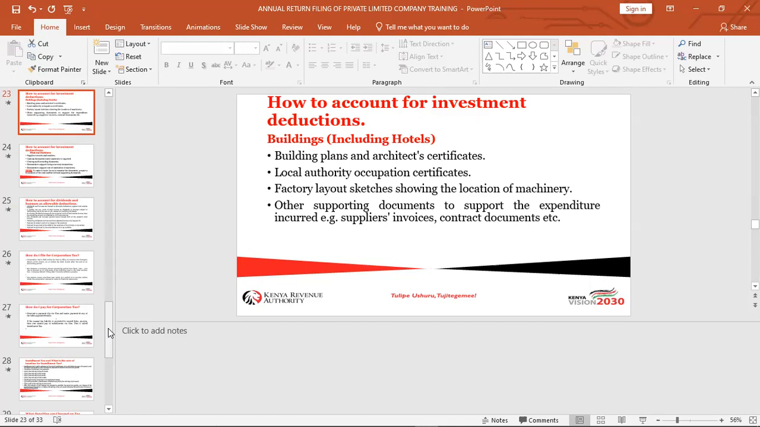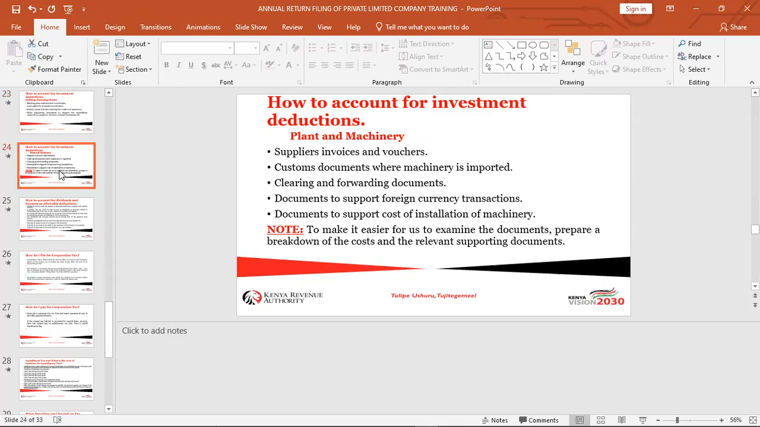Then we have local authorities' occupation certificates, factory layouts showing the location of machines, and other supporting documents to support the expenditure incurred, e.g. supplier invoices and contract documents. So any cost you incur relating to this is not taxable. It is allowable. Then we have plant and machinery. If you have the supplier invoices and the vouchers that you used to buy the plant and machinery, you support it. So you are not going to pay tax relating to the cost you incurred in the plant and machinery.